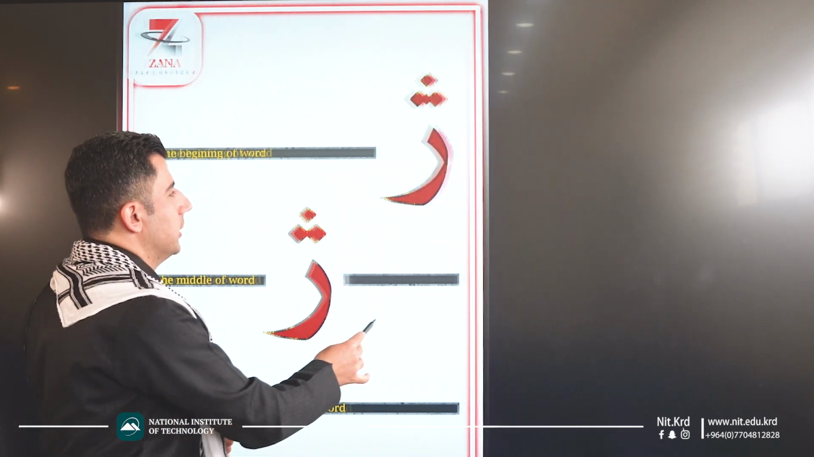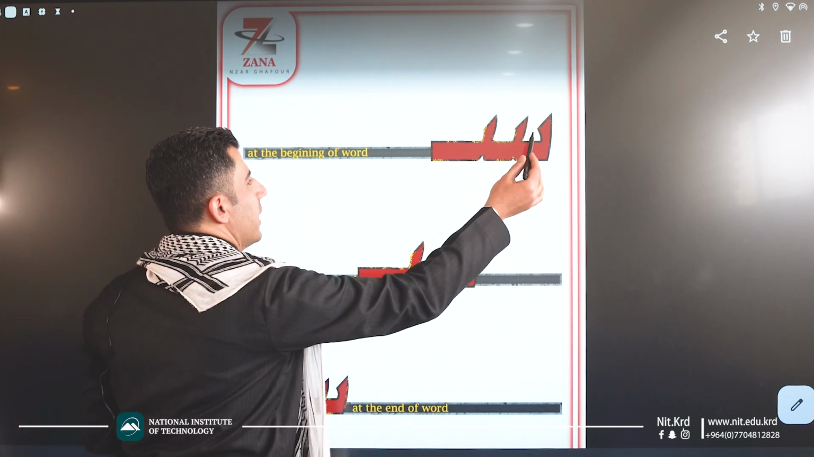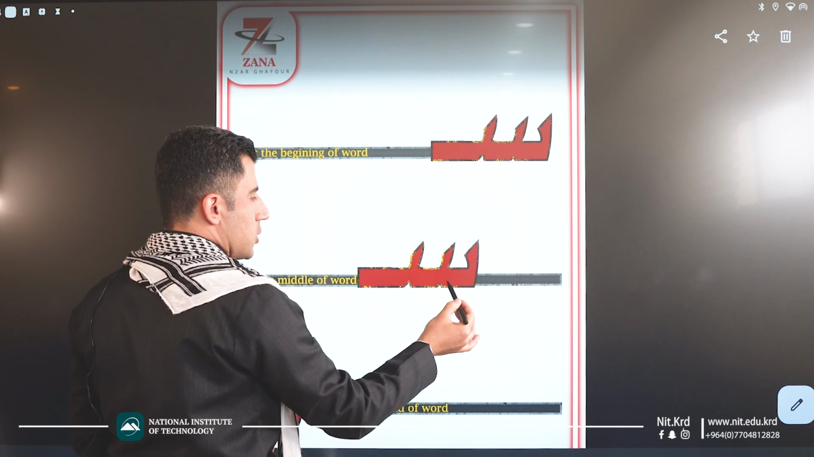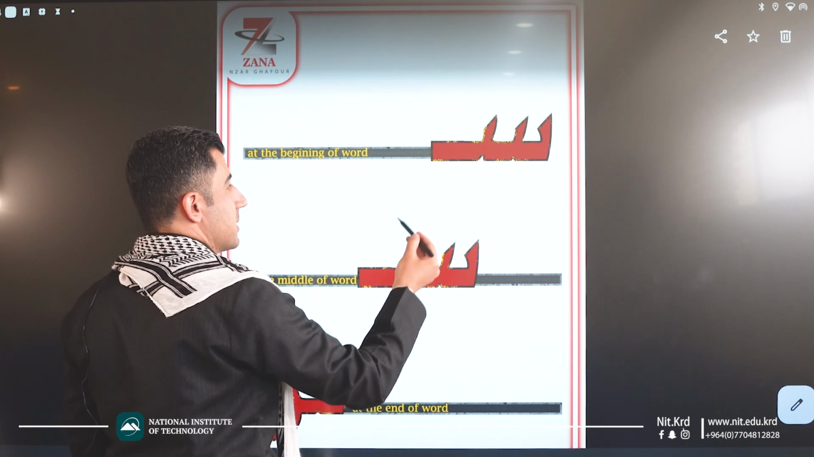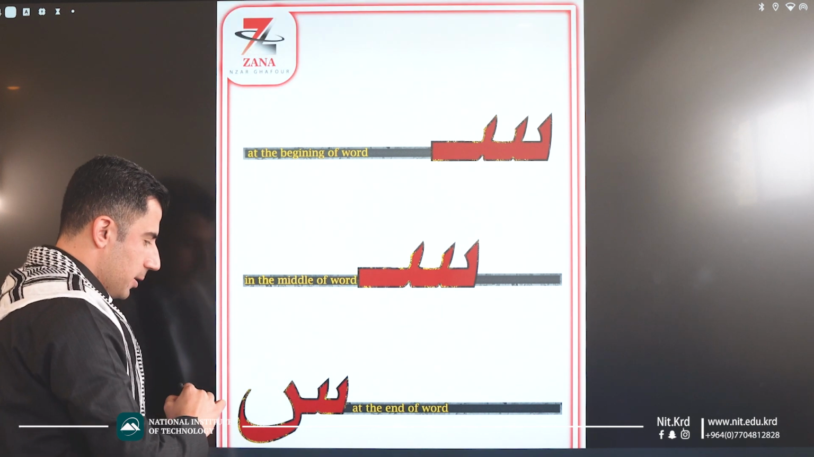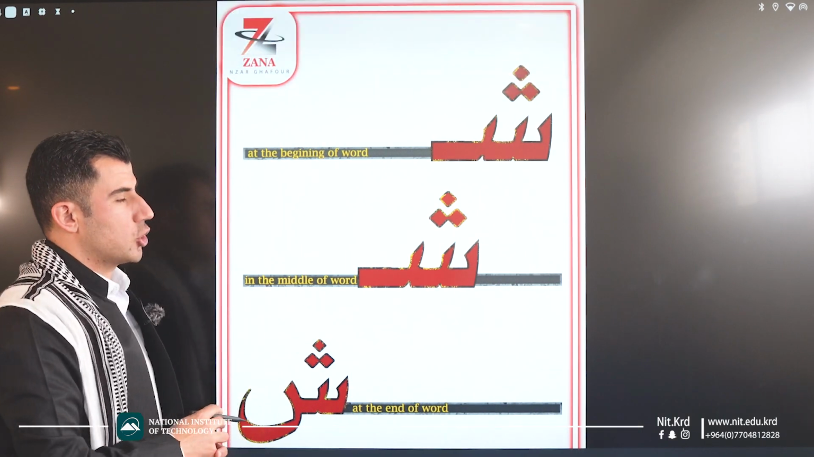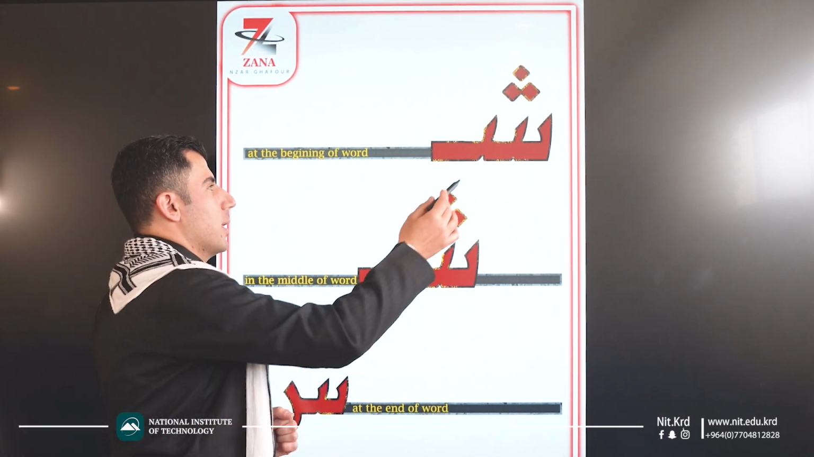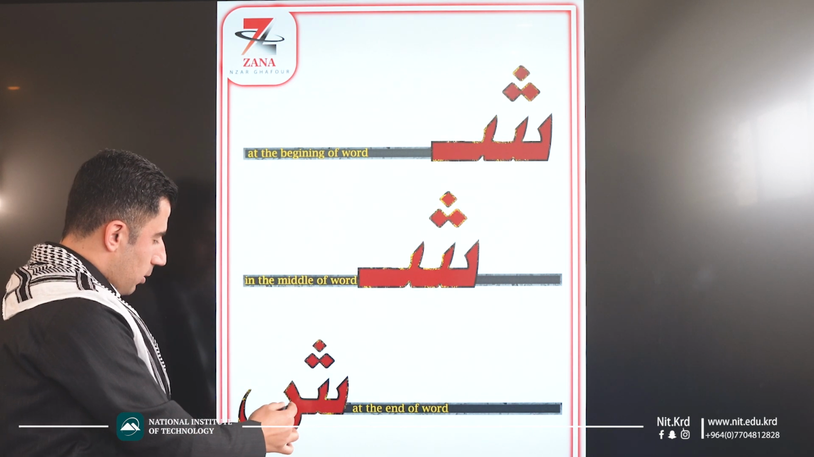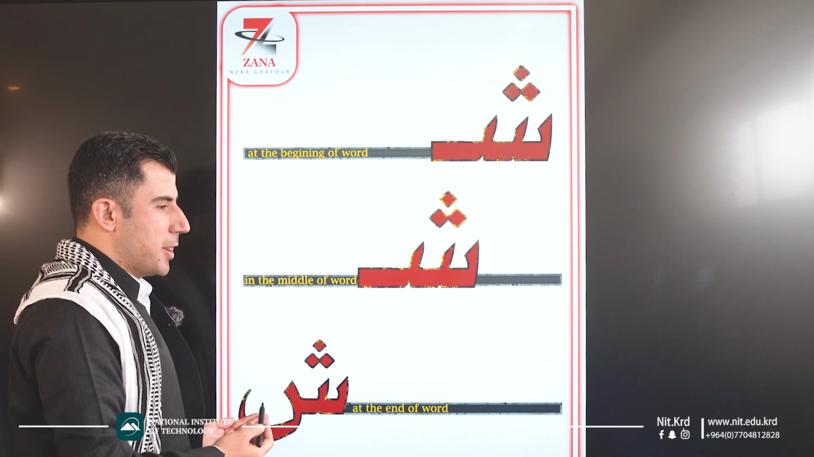Good. After J, we have S. The way of writing S is like this. This is S at the beginning. This one in the middle of the word is the same as that, but at the end we have to close it. S. Good. And after that we have sh. Sh is like S with 3 dots above it. But at the end again we have to close it. This is sh at the end of the word.